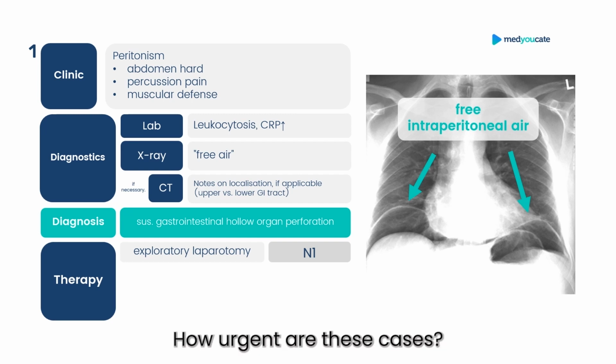How urgent are these cases? These cases are usually reported as a category 1 operation, within 6 hours. But of course, you will still try to get into the operating room as quickly as possible. It often takes less than an hour to get to the operating room with such an acute abdomen.